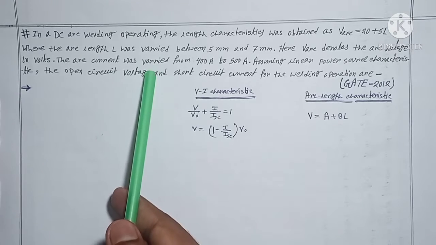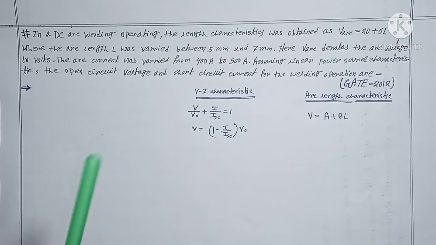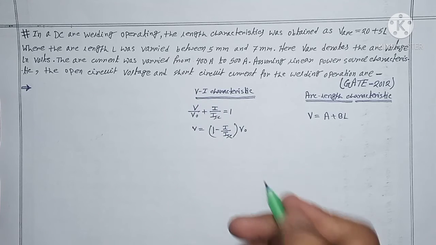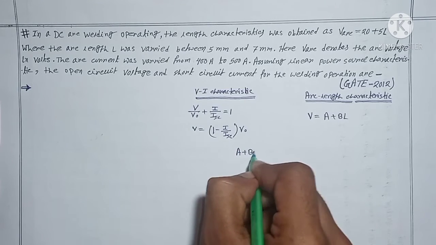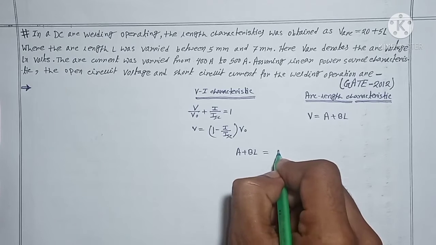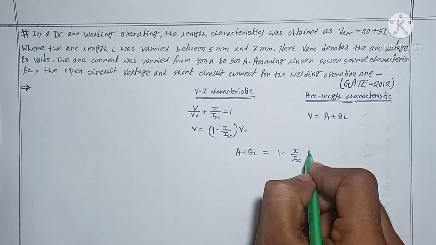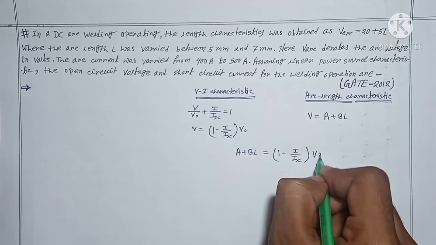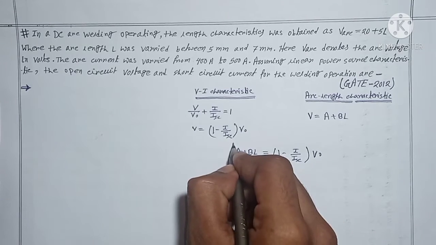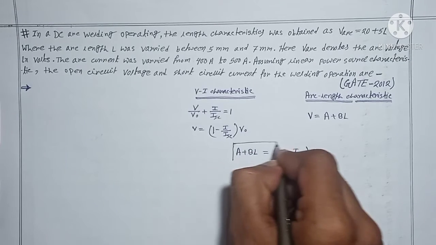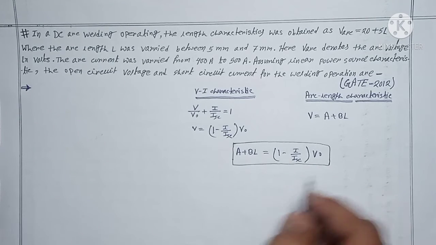To solve such kind of question related to the arc length characteristics or VI characteristics, your first step is to equate these two voltages, means A plus BL equal to (1 minus I by Isc) into V naught. This one is your first step. Okay, so now read the question and try to solve it.